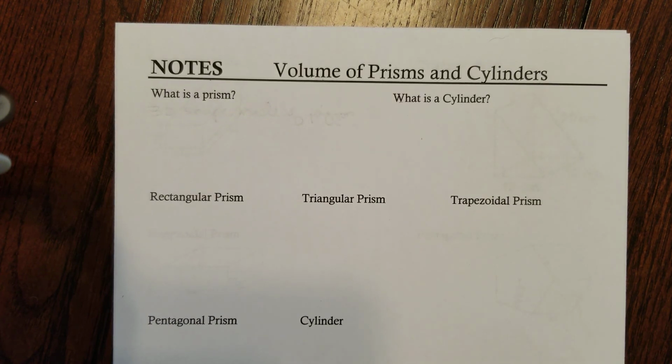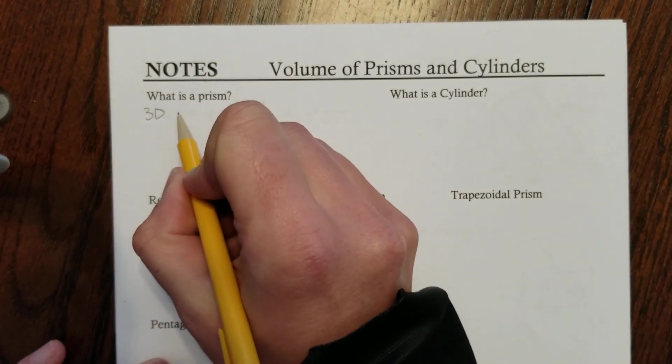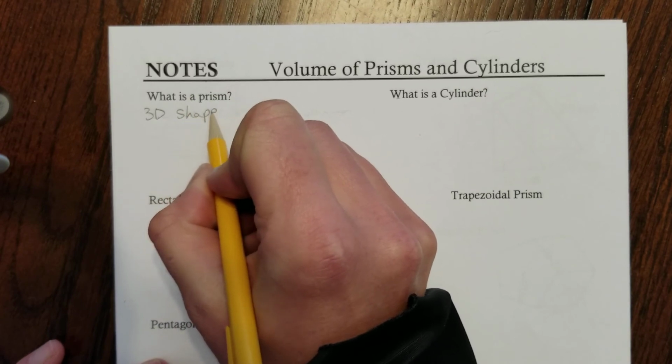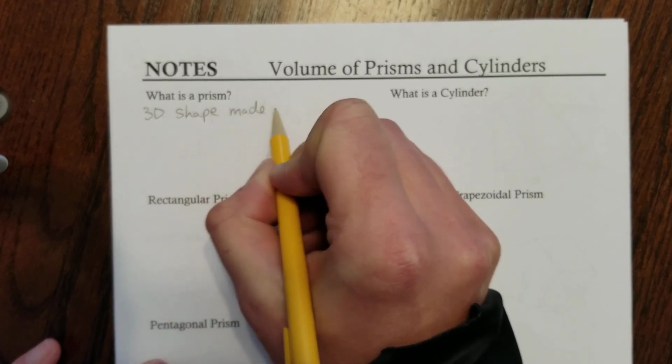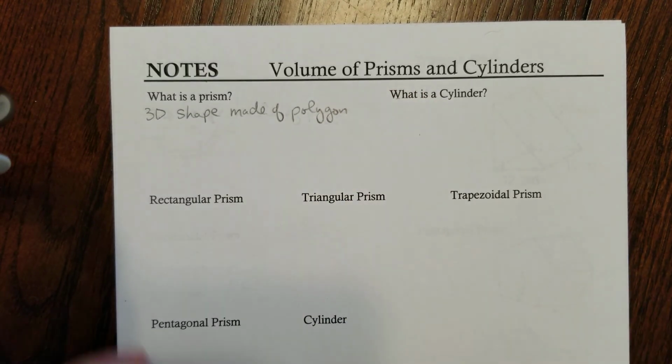So first we want to talk about what a prism is. A prism is a three-dimensional shape that's made of polygons. So, a 3D shape made of polygons. Just a reminder, polygons are those closed shapes that are made of segments, so no curved sides. Triangles, squares, trapezoids, pentagons, those are all polygons.